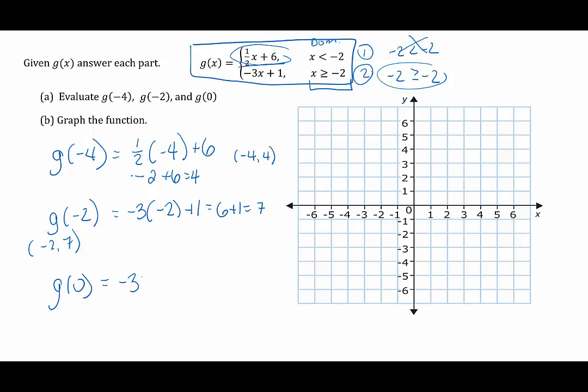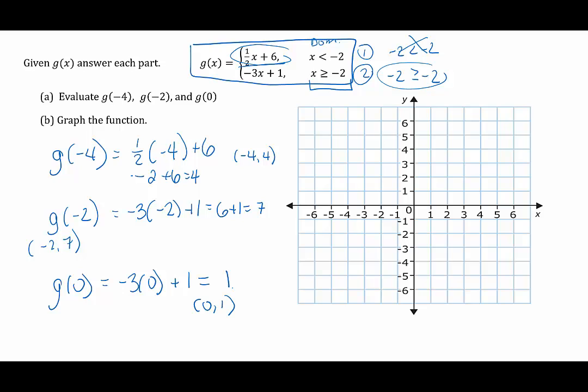This would give me 3 times 0 plus 1. 3 times 0 is 0, and 0 plus 1 is 1. So this is the ordered pair (0, 1). Okay, so we've completed part A, we've evaluated, yay, but now we need to graph. Remember what we're graphing.